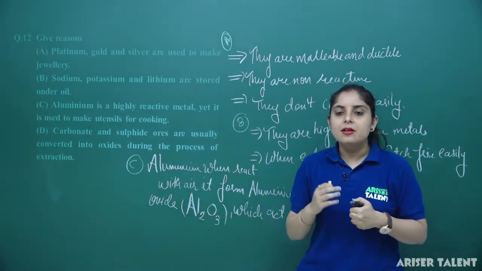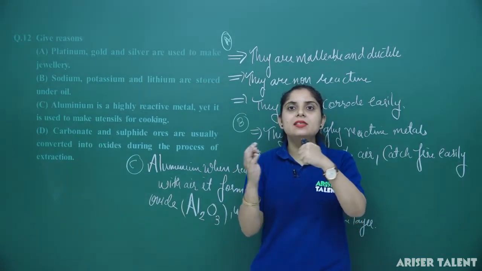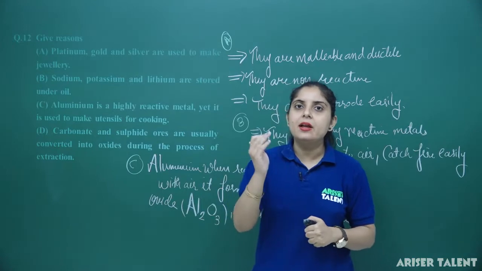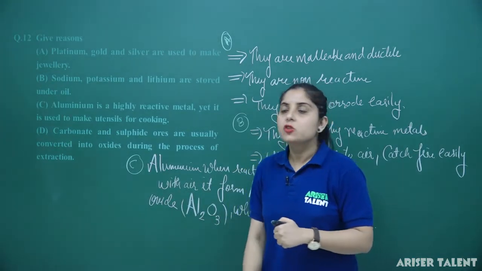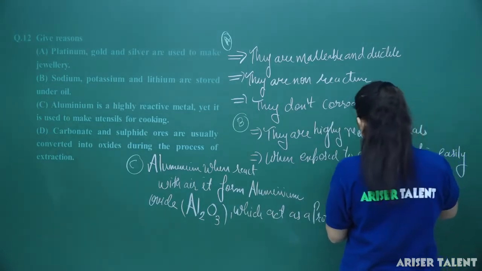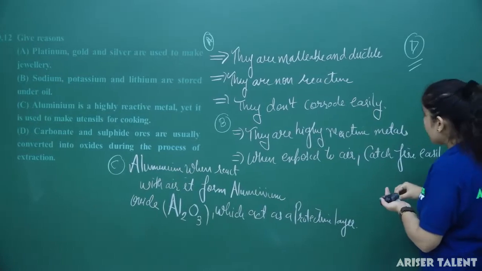to extract any metal. Suppose I have been provided with zinc oxide. So rather than zinc carbonate or zinc sulfide, it is very easy to obtain the metal from its oxide form. So the reason behind this is, the D part I am solving here. This is our D part.